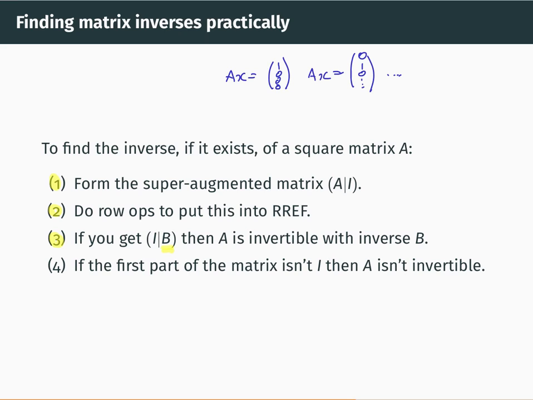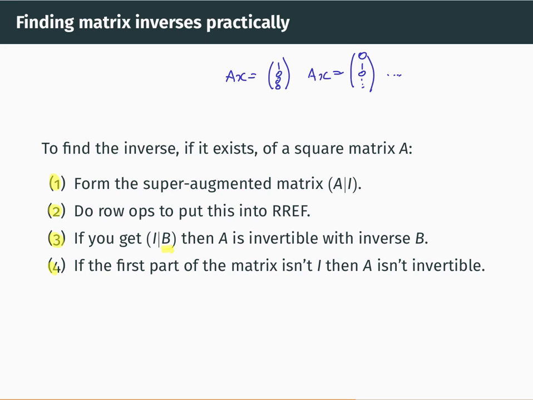B. On the other hand, if the first part of the matrix, which you get by putting your super augmented matrix into row reduced echelon form, is not the identity, then your matrix A was not invertible. So this is now a simple and actually practical procedure that you could do by hand to determine invertibility of a matrix, and if it is invertible, to find its inverse.